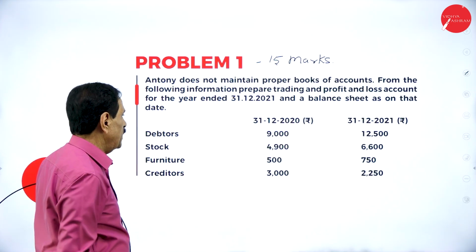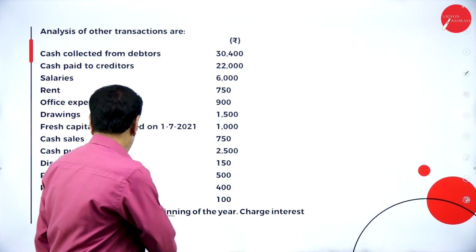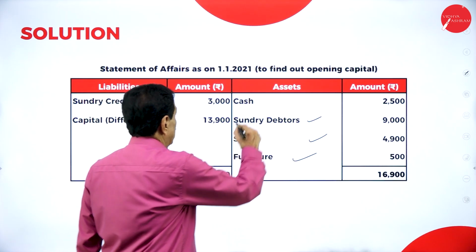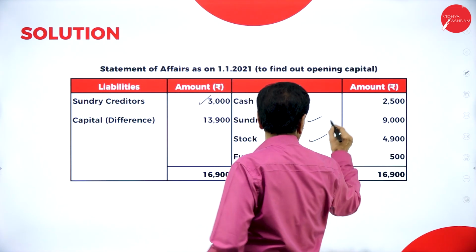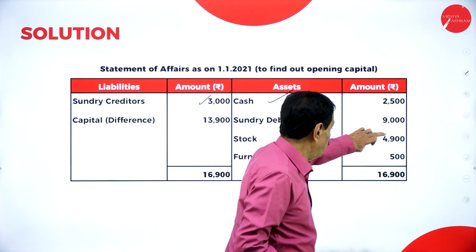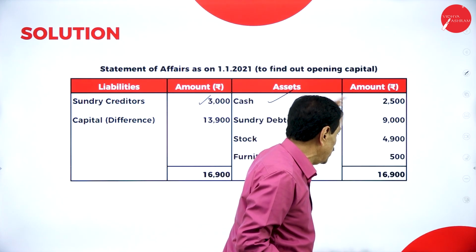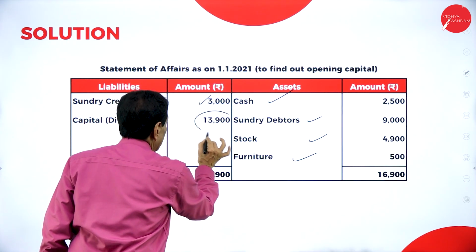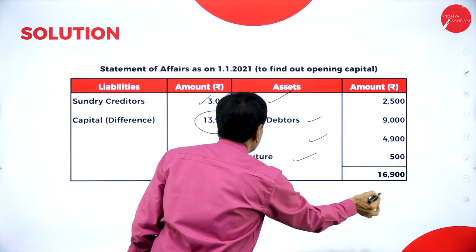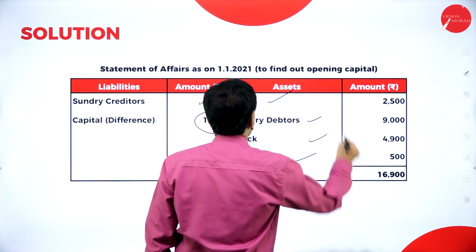Then furniture 500. Opening cash they are given 2,500. Creditor given 3,000. Add this figure. This is 5 plus 9, 14, 19, 3, 12, 16. 16,900. The difference will come 13,900. Out of asset minus liability here.